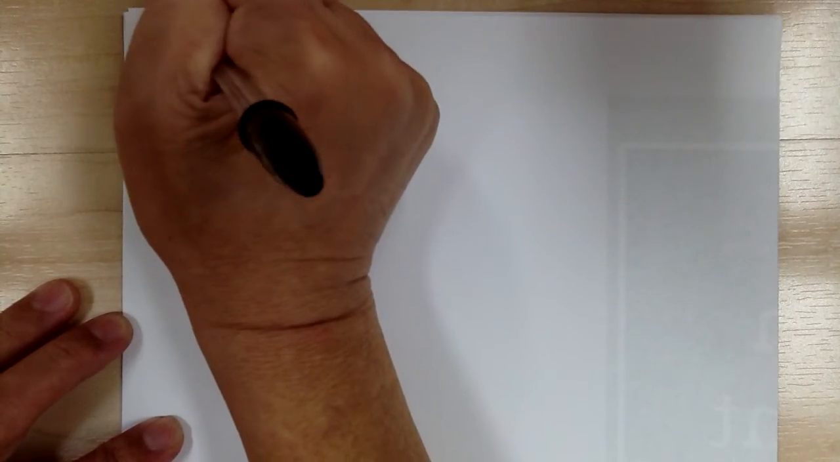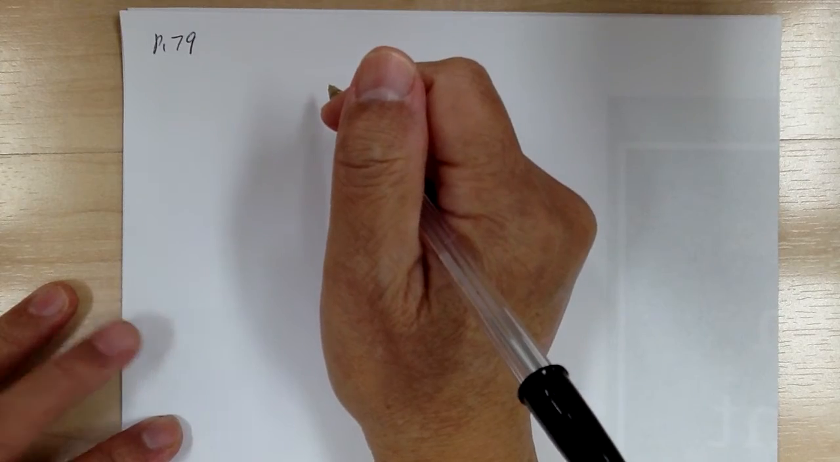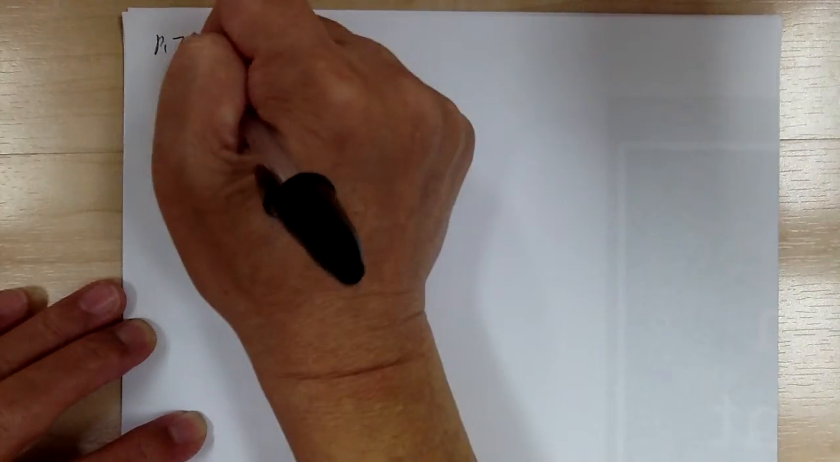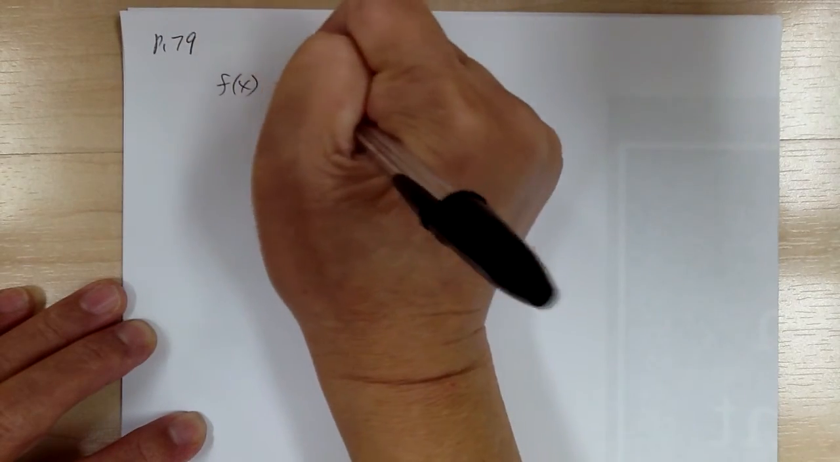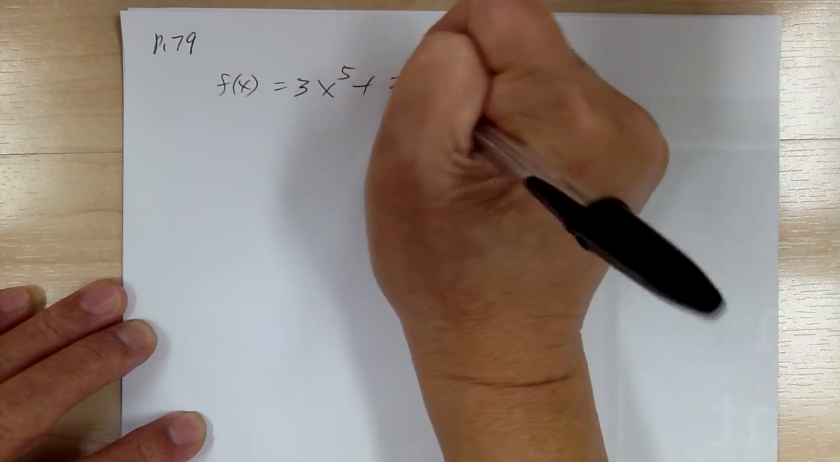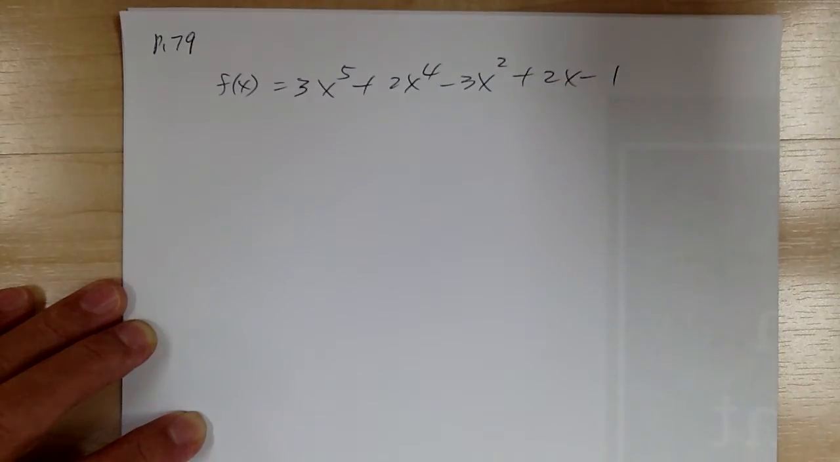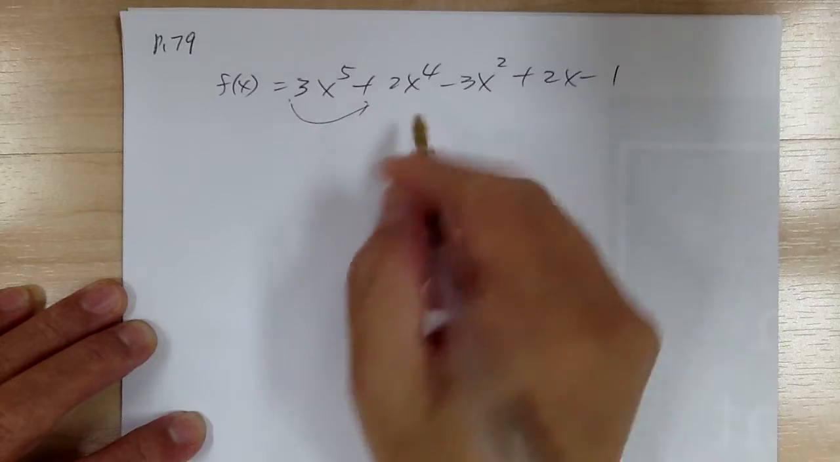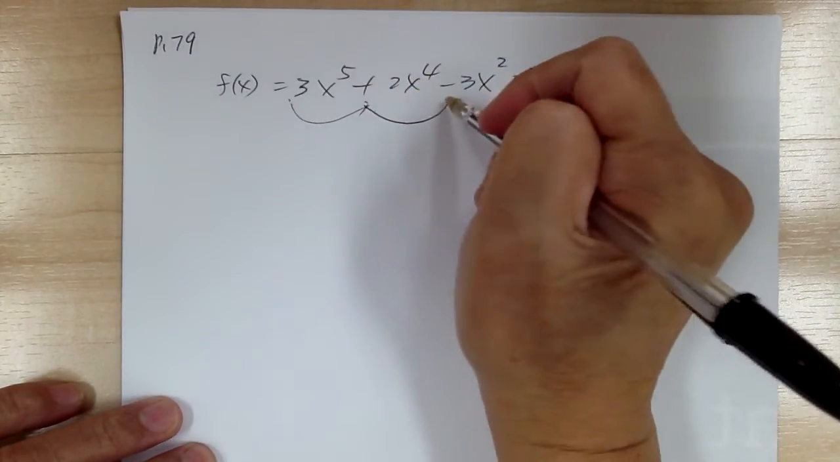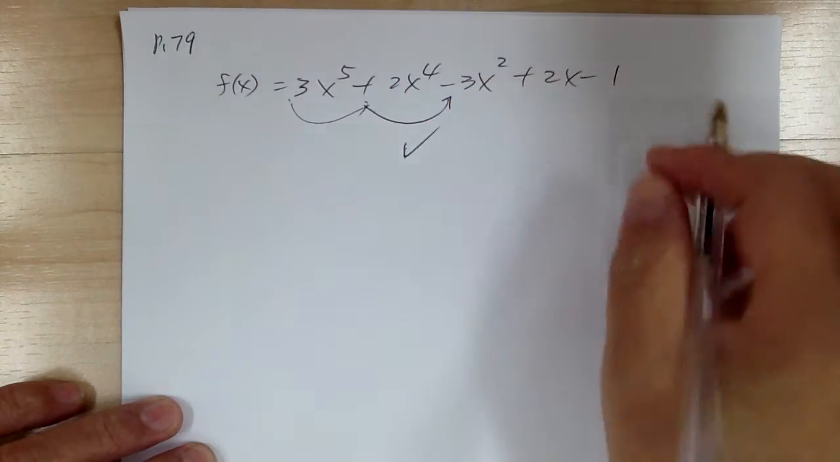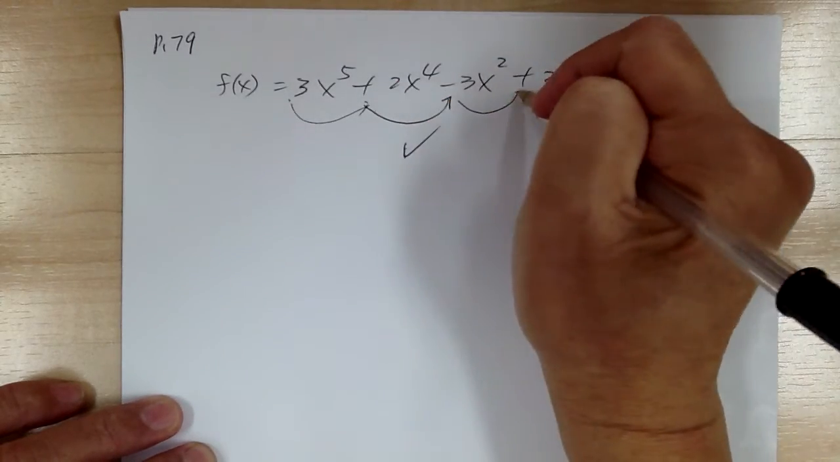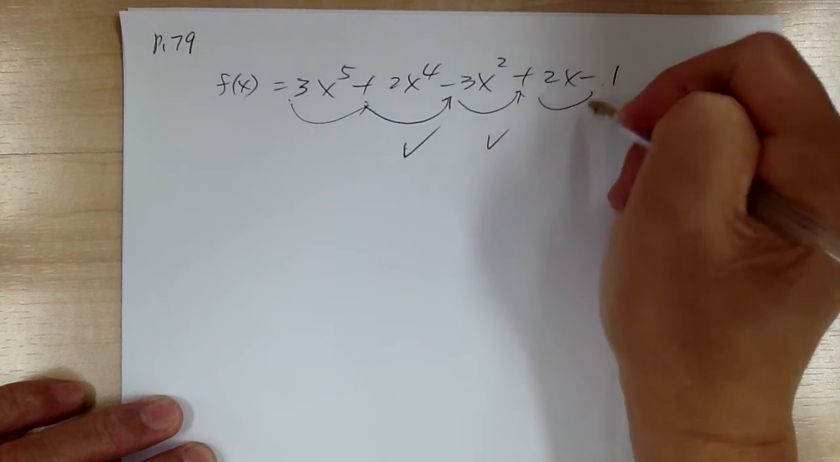Okay, next one is Descartes' rule of signs, on page 79. Descartes' rule of signs gives an indication of how many positive roots there are, so it gives you an additional clue. For example, you have f of x equal to 3x^5 plus 2x^4 minus 3x^2 plus 2x minus 1. What you do is look for the changes of sign. From positive to positive, it does not change. From positive to negative, it changes. From negative to positive, it changes again. And from positive to negative, it changes again.